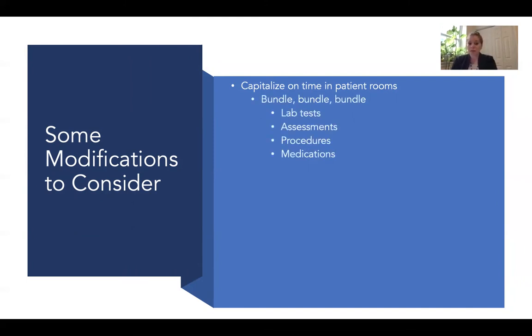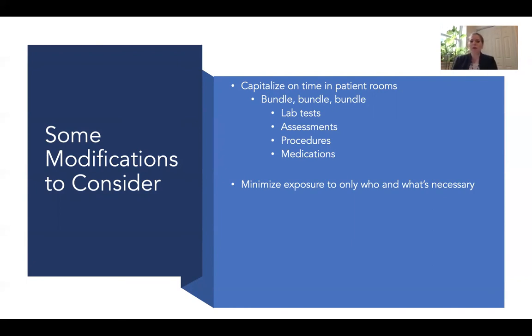Consider bundling lab tests, assessments, procedures, and medications together. Critically ill patients often need procedures done, and you should think carefully about whether or not you anticipate they might need a central line as well as an arterial line, for example, and perform them together. In some cases, you can use medications that are dosed less frequently to reduce the number of times that you need to enter the room.